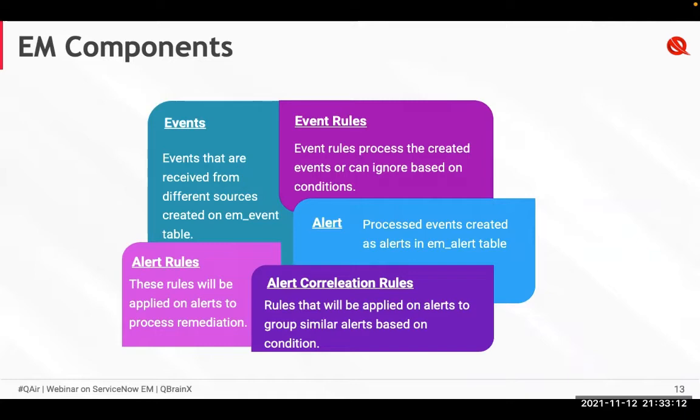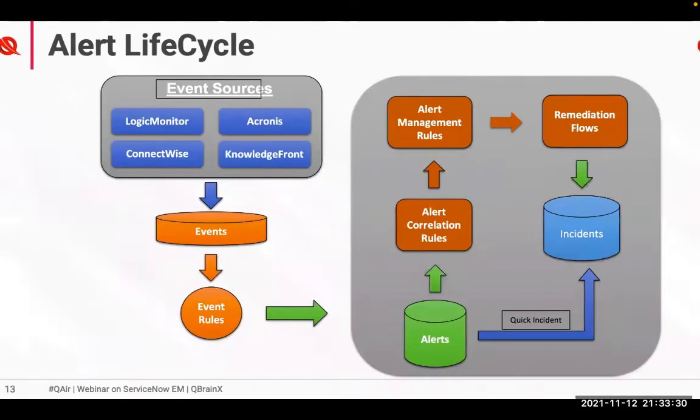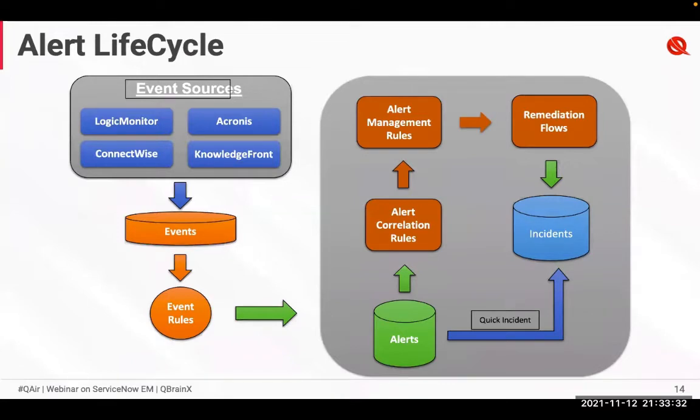And we can run alert management rules after the correlation rules, where we can remediate our flows, or close the alert, or take any other necessary action that is required. So this is the alert lifecycle that we spoke about.